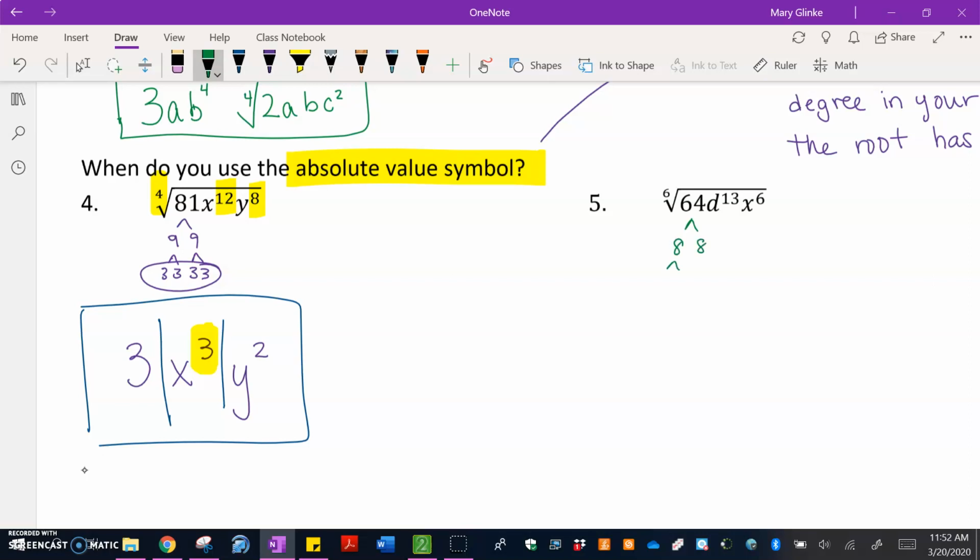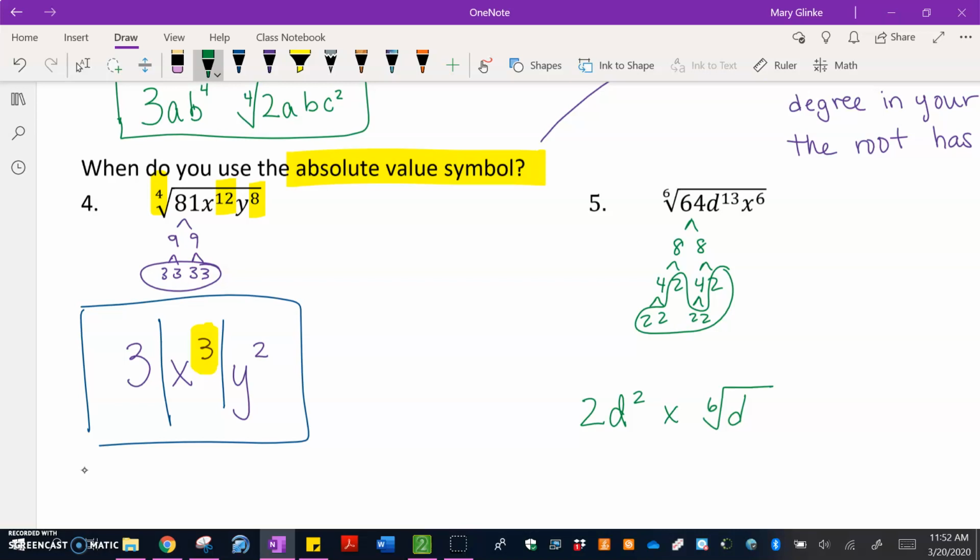We're going to take and we're going to break everything down. This one we are looking for groups of 6. And so for our numbers, we happen to have exactly one group of 6. So we're going to bring the 2 on the outside. I have 13 D's, and so therefore I can make 2 groups of them, and I would have 1 D left behind. I have 6 X's, I can make 1 group of them, and I would have nothing left behind.